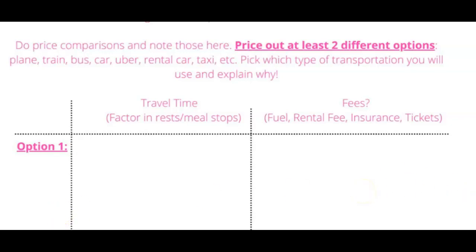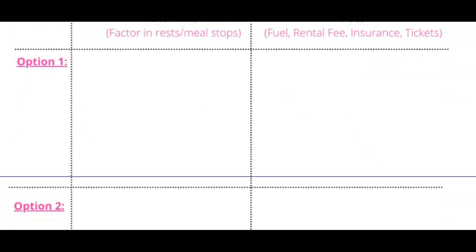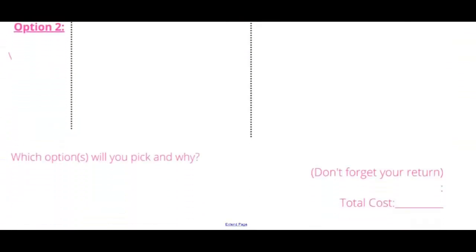I'm going to look at option 1 and then I'm going to look at option 2. At the end here, you're going to tell us which option you picked and why you picked it and what your total cost is. Don't forget that you need to return. So if you're flying, you need a round trip ticket. If you're flying, you need transportation when you get there.